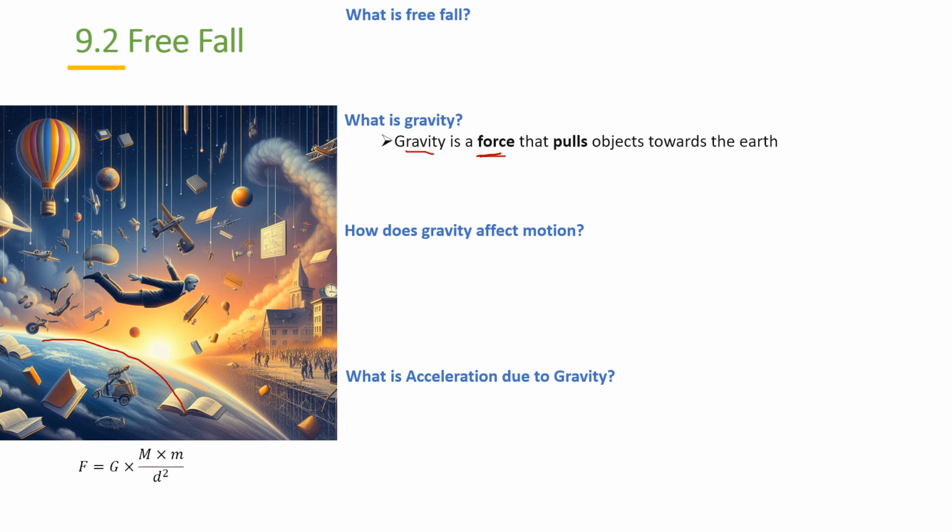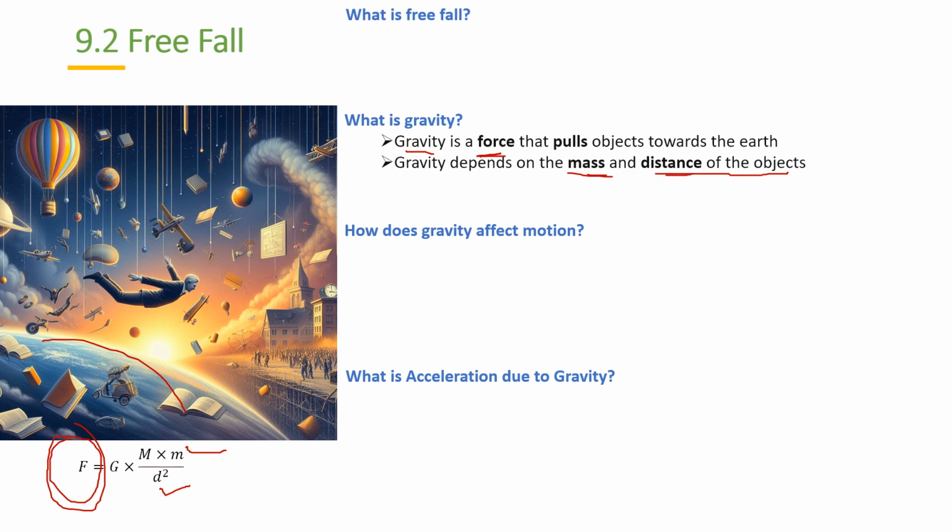Next, what is the formula? We derived this formula previously, based on Newton's principles. Gravity is a force, so I should write a formula for the force. Newton revealed that gravity depends on the mass and distance of the objects. So F is proportional to mass, and F is inversely proportional to distance. Gravity is a function of the mass of the object and the distance of the object.